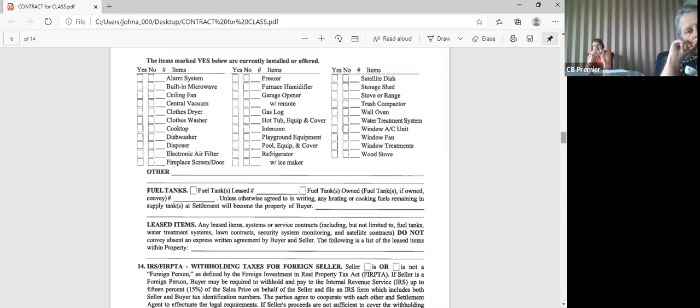And down there where it says other, that's where you could put the swing set or whatever else they think. They may want a chandelier that they saw in the house, even though it says it wouldn't convey, they might want to ask anyway. And maybe the seller will say, I'll give it to them.